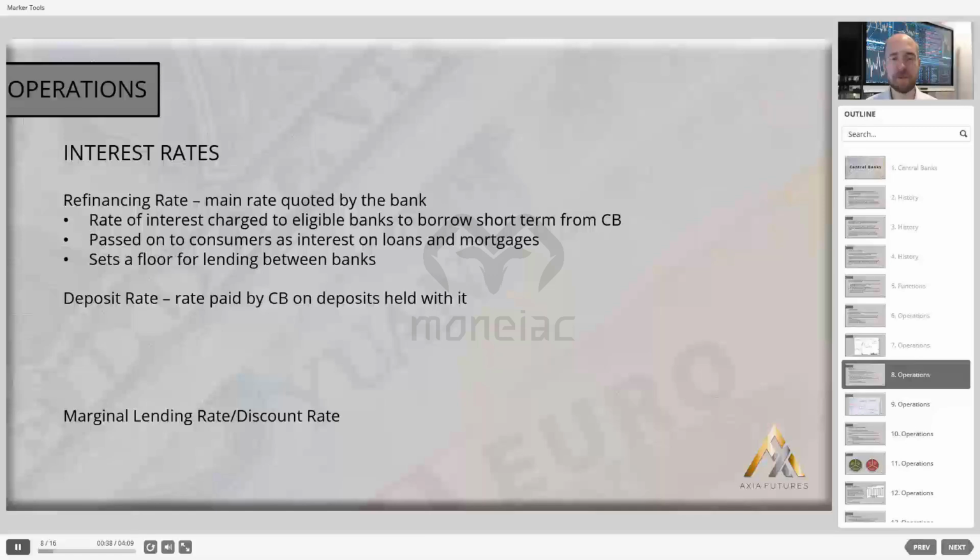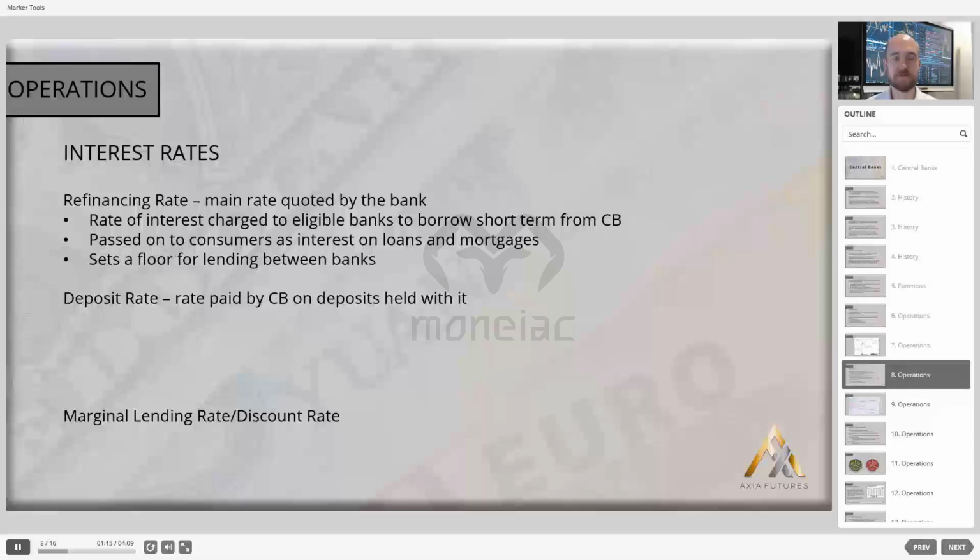So eligible banks will then be able to borrow a specific amount overnight from the central bank, but also more importantly, they will then lend to each other at a similar rate. Because if you can borrow for that amount from the central bank, why would you borrow for more off another commercial bank? So that's how they set a floor for lending between banks. But also this is the rate that, because overnight loans from different banks to bank in the money market cost this much, that then gets passed on to consumers.